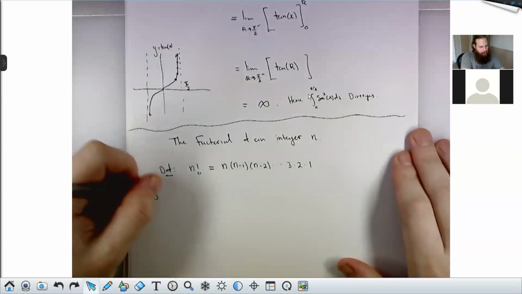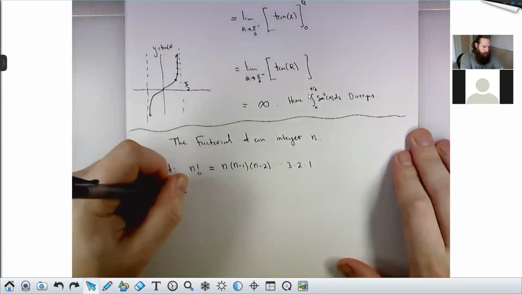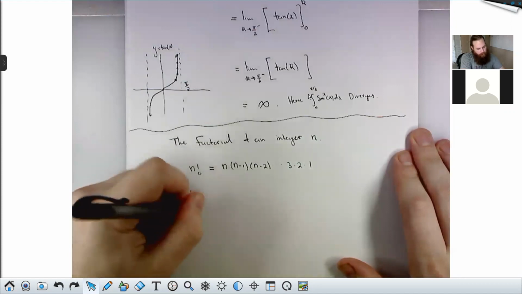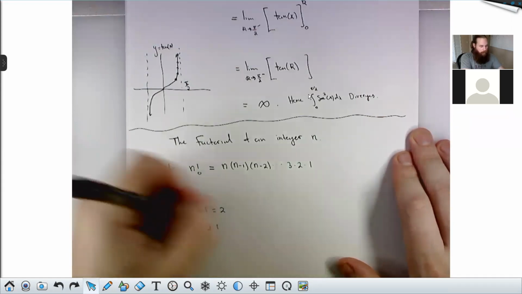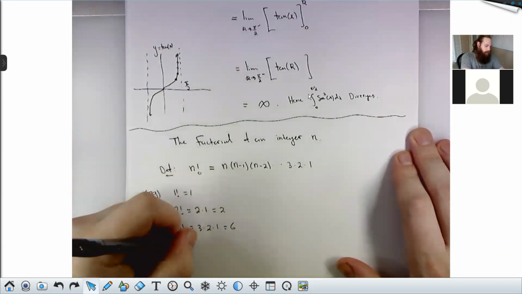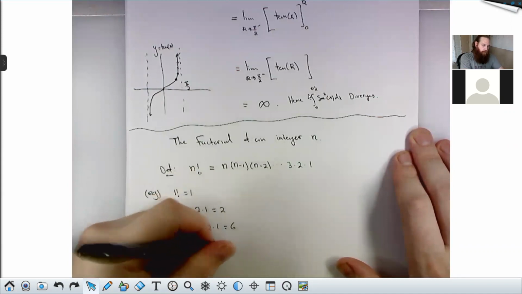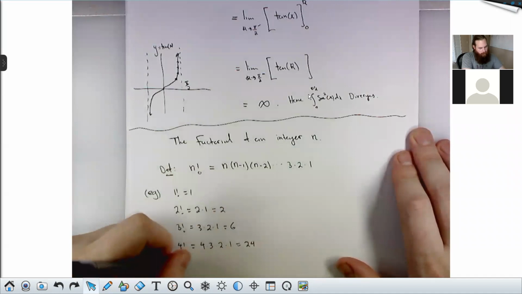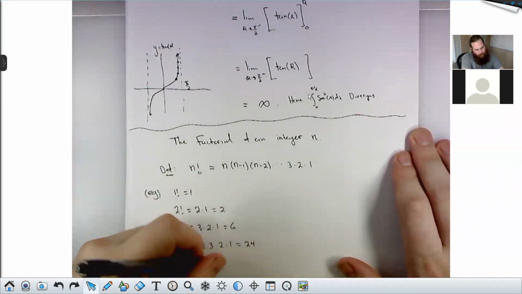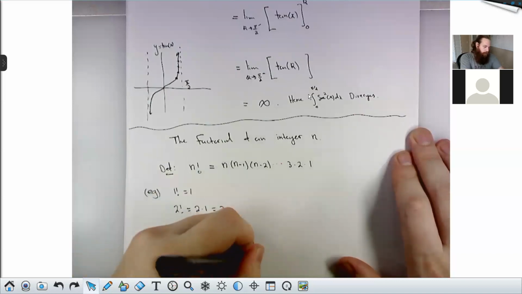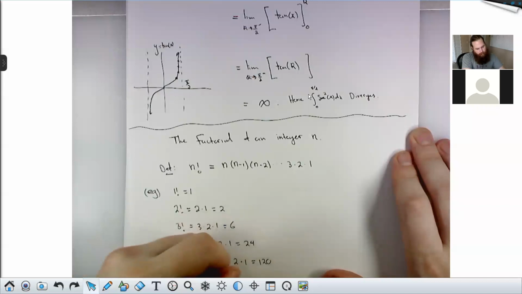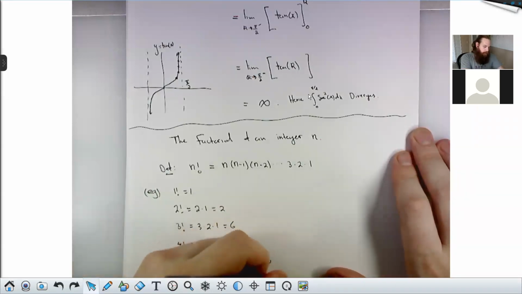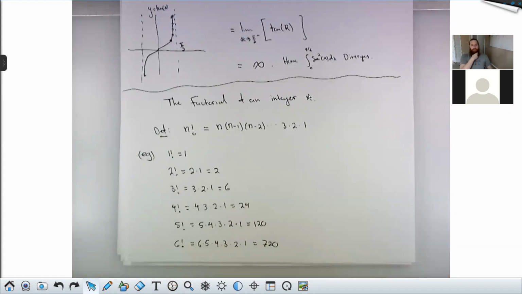For example, 1 factorial is 1. 2 factorial is 2 times 1, which is 2. 3 factorial is 3 times 2 times 1, which is 6. 4 factorial is 4 times 3 times 2 times 1, which is 24. 5 factorial is 5 times 4 times 3 times 2 times 1, which is 120. 6 factorial is 6 times 5 times 4 times 3 times 2 times 1, which is 720. So this is the definition of the factorial function.